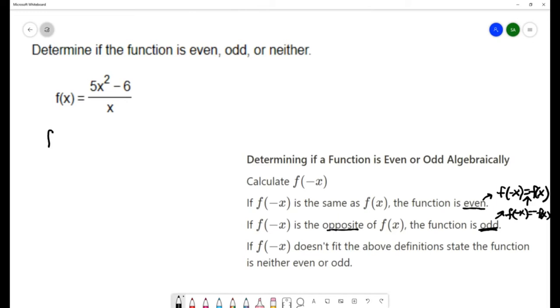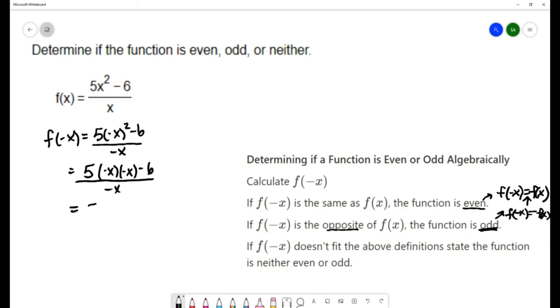So let's calculate f of -x. We get 5 times -x squared minus 6 over -x. Now negative x squared is negative x times negative x, and a negative times a negative is a positive, and x times x is x squared. So we end up with 5x squared minus 6 over negative x.